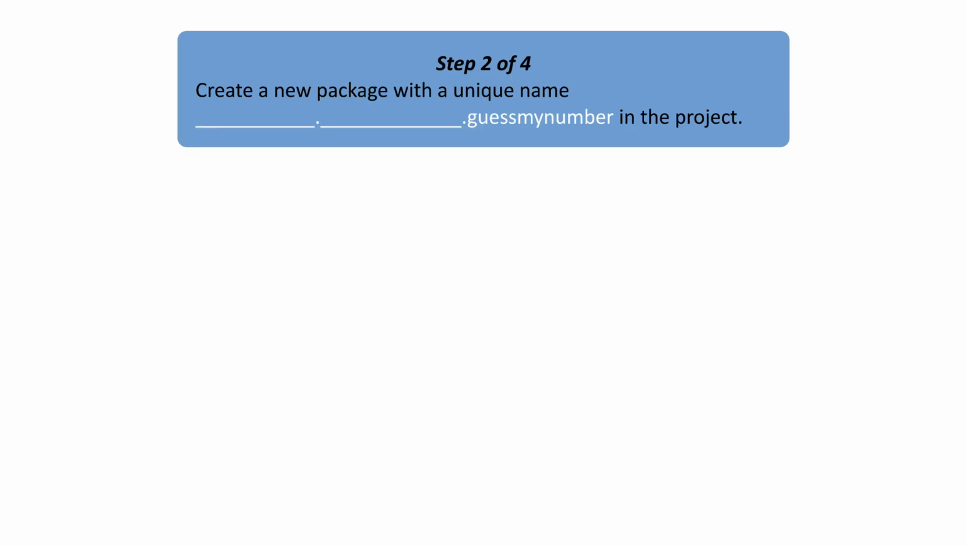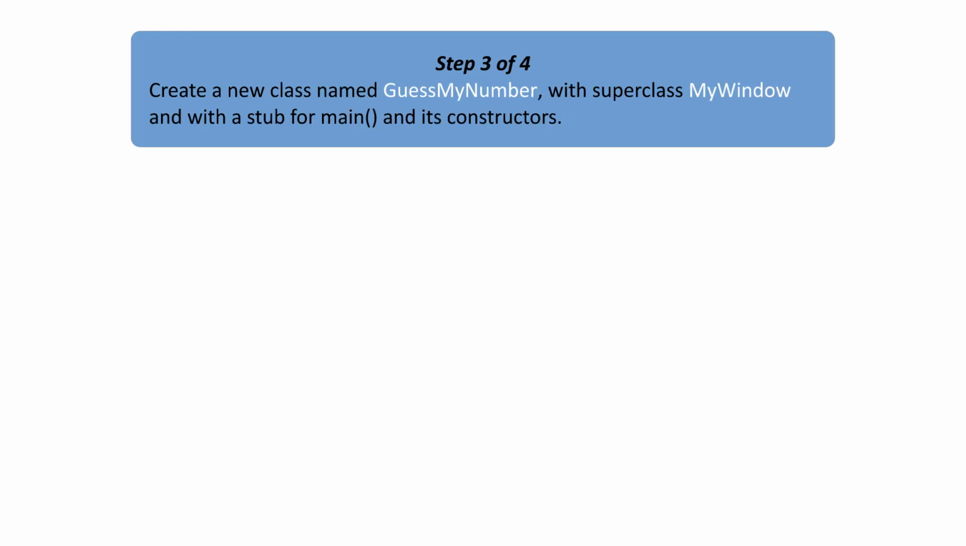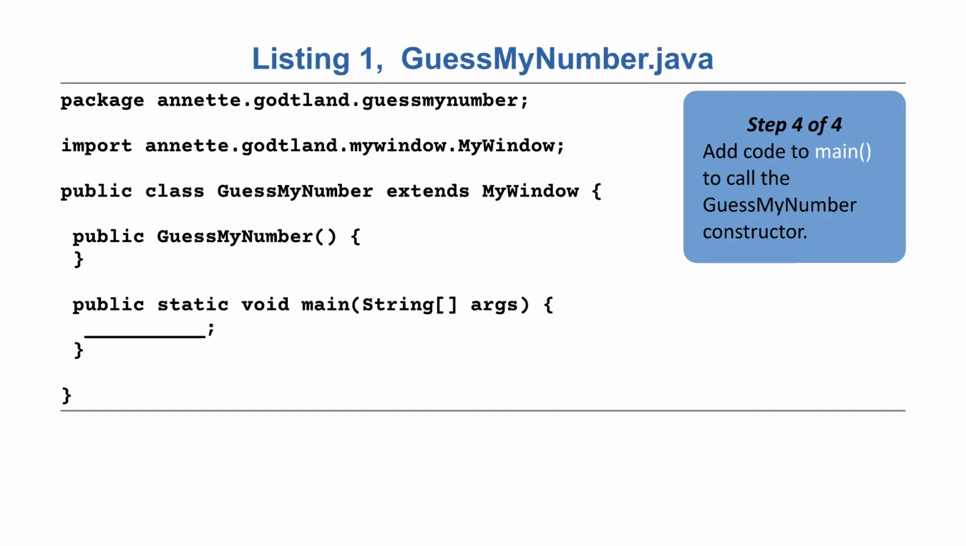Next, create a new package with a unique name. Hint: I named mine Annette.Gotland.GuessMyNumber. Then create a new class named GuessMyNumber with superclass MyWindow and with a stub for main and its constructors. And finally, add code to main to call the GuessMyNumber constructor. Run it. What happened? It should have opened the DIY window with no contents.